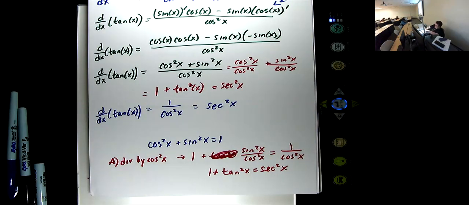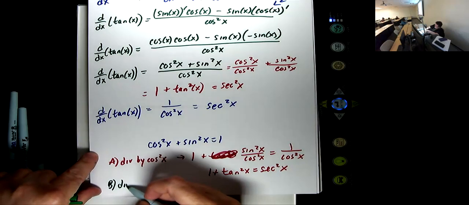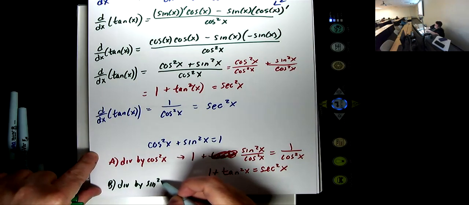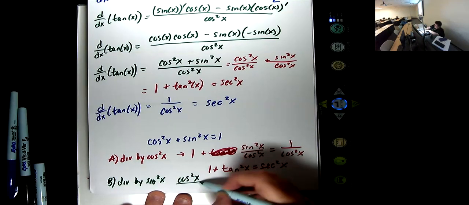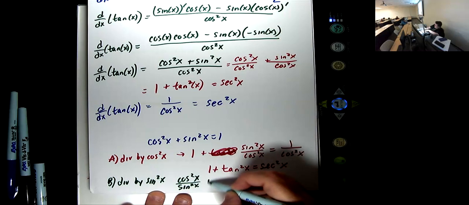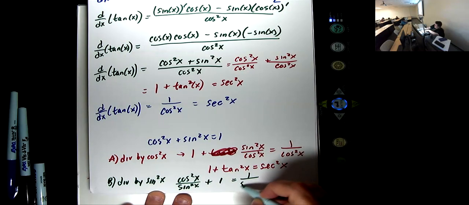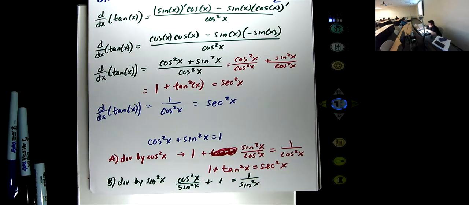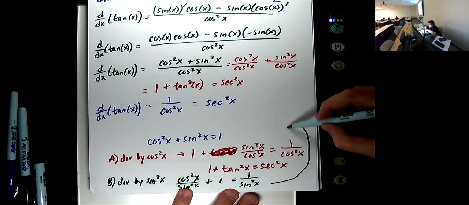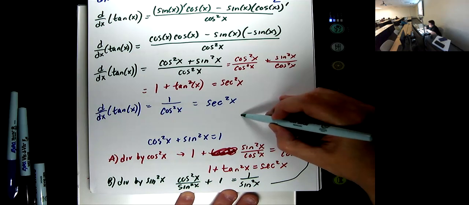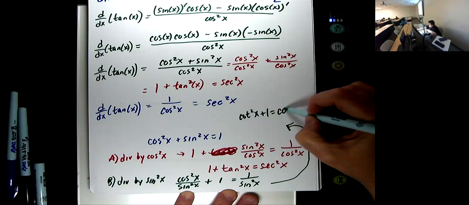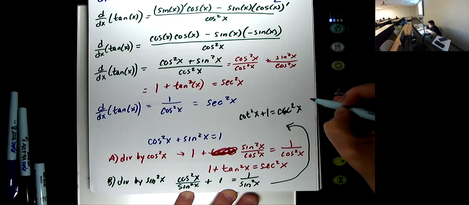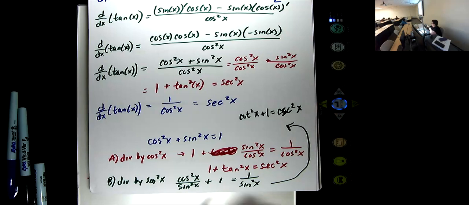And the other one you can derive with squares by dividing by sine squared x. If you divide by sine squared x, you've got cosine squared x over sine squared x plus 1 equals 1 over sine squared x. And I didn't give myself a lot of room, so I'm going to clean this up here. This is cotangent squared x plus 1 equals cosecant squared x. And that is also the one I probably use the least.